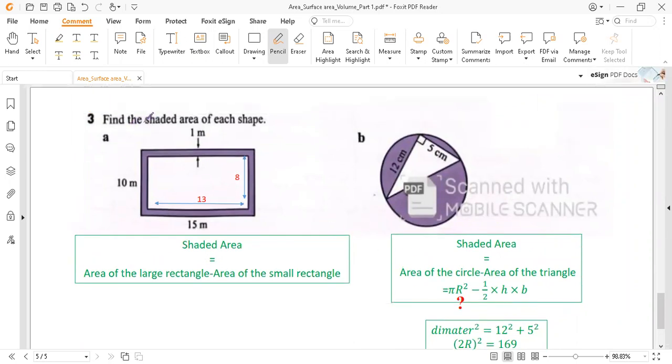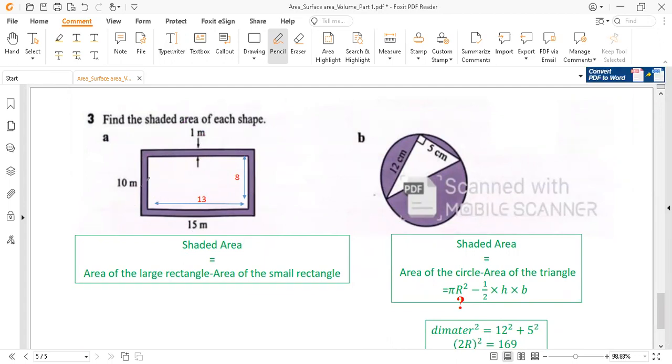We also find here they ask us to find the shaded area of each shape. We have like a frame here. In this frame, we have the larger rectangle. So normally we can, first of all, calculate the area of the larger rectangle, and we can subtract from it the smaller rectangle inside, the empty one, to obtain the area of this frame. So normally we have 1 meter as like a depth or thickness, okay, of 1 meter.